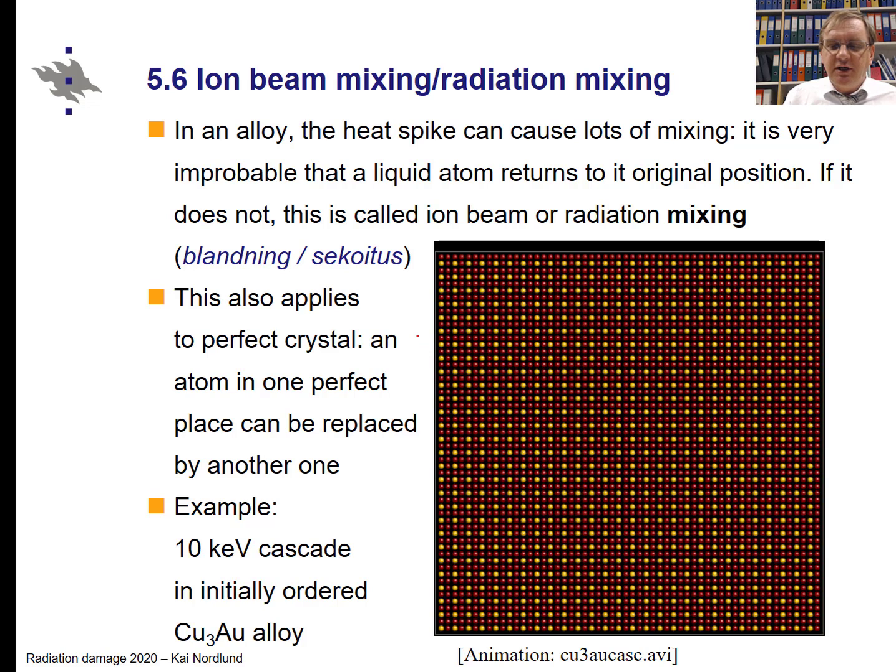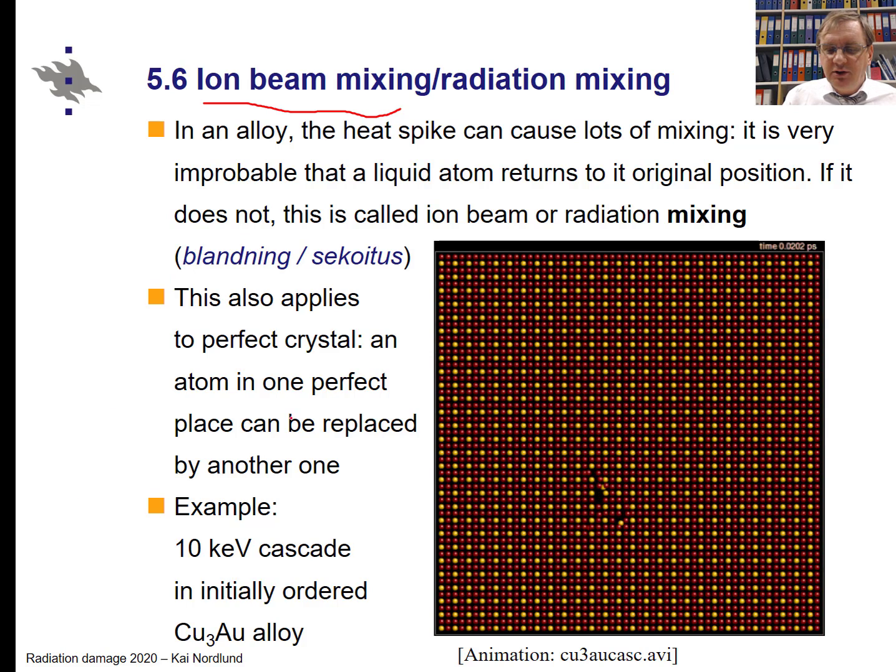But now we also discuss another effect, which is experimentally actually sort of easier to measure than the damage production. One also can have practical applications. And this is the ion beam mixing or radiation mixing. This means that atoms are replaced or mixed by the damage event. And this, as you can imagine from these plots of heat spike, can be a quite prominent effect.